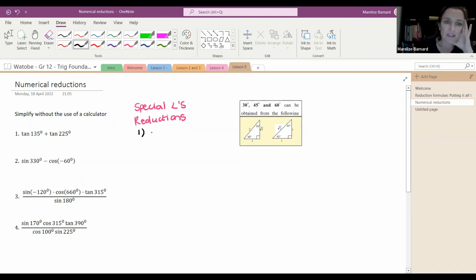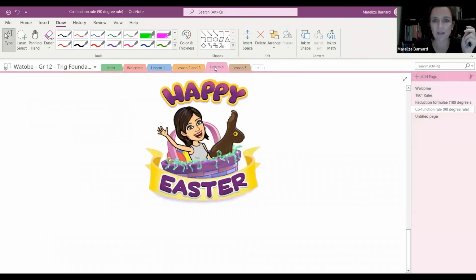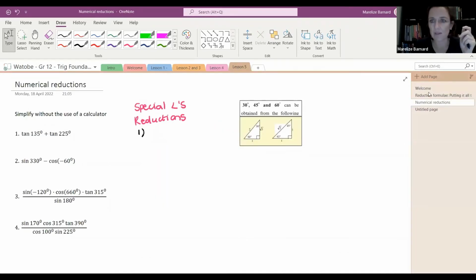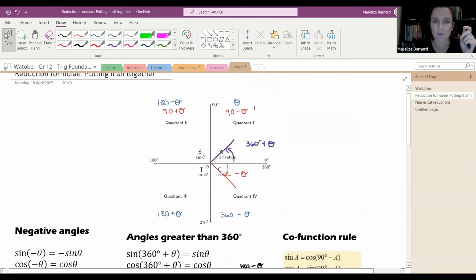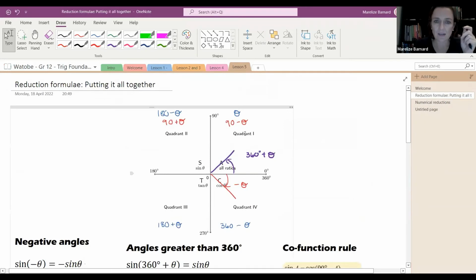So we start with the tan 135. And I'm just going to go fetch our, and copy it over, our Cartesian plane from our previous lesson or from our previous page, because we are going to need it again.